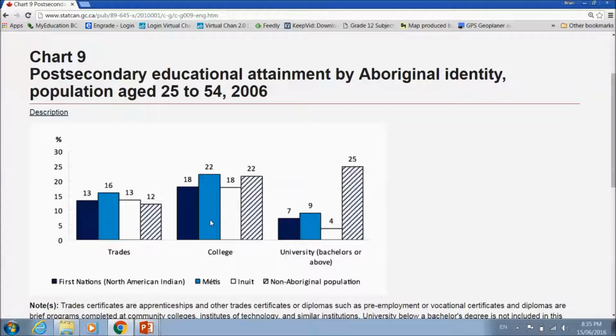With college, it balances out a little bit more. The Métis are pretty comparable to the non-Aboriginal populations, but we do start to see First Nations and Inuit dropping in having college degrees. And the biggest difference is with university degrees. You can see that 25% of the non-Aboriginal population has some sort of university degree, whereas even Métis only have 9%, First Nations 7%, and Inuit only 4%. So we see a big gap in terms of university education for Aboriginals.